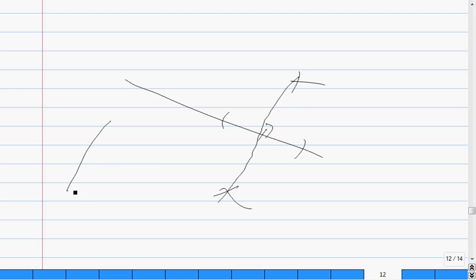How would you bisect this angle? You would put the compass point on here and mark two points, there and there. Then put a point there and join them up. If you print this out and measure it, you'll get 30 degrees, won't you?